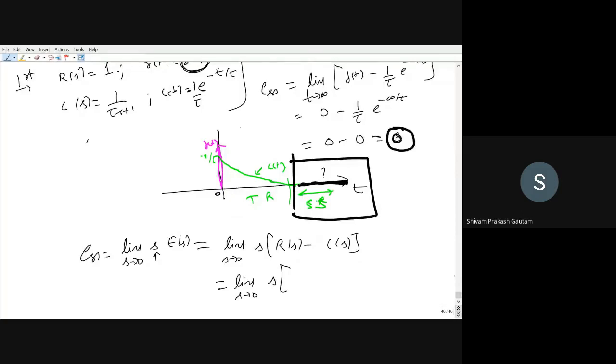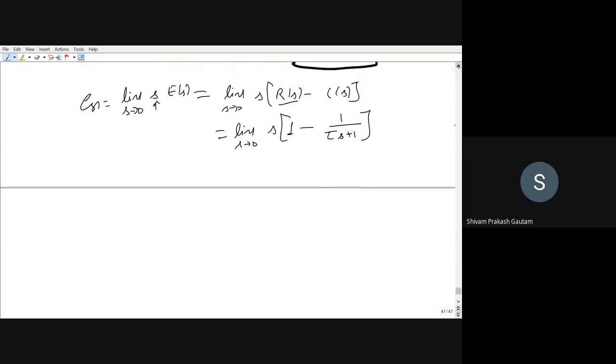What is the Laplace transform of impulse? We have to write R(s). R(s) is an impulse. So what is the Laplace transform of the impulse function? We have seen 1. Yes, 1. Minus C(s) is how much? C(s) is 1 upon tau s plus 1, right? So now try to calculate.